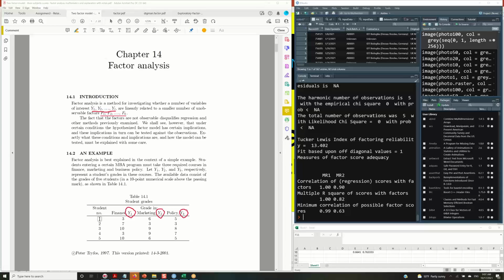Student number 1 scores 3 points, 3 out of 10, let's say. In finance, in marketing, he or she scores 6 points out of 10. In policy, the score is 5. The 4th student is again 3. So these students seem to have much correlation, 1 and 4. And in marketing, that student scores 9, and then in policy, the student scores 7. So like that, you interpret the data.